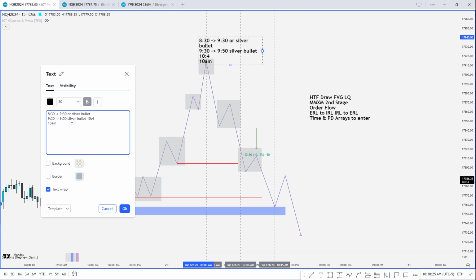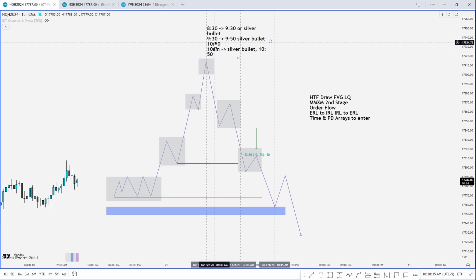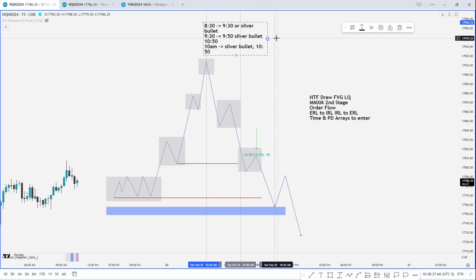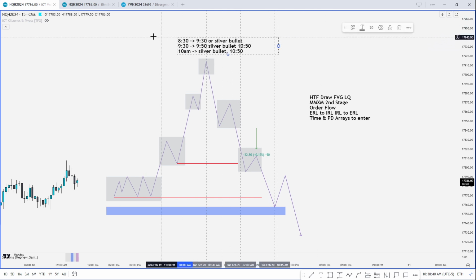maybe 10:50, will create the second stage, 10 a.m. sweep. Obviously, you get the point. Silver bullet, 10:50, and all those times after, right? So if this creates the smart money reversal, all those times after will create the second stage.